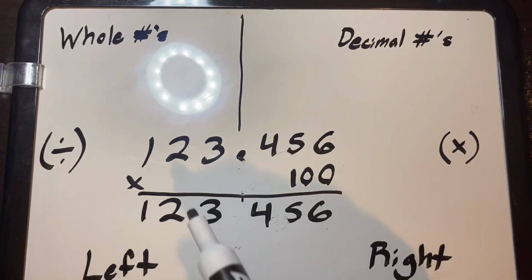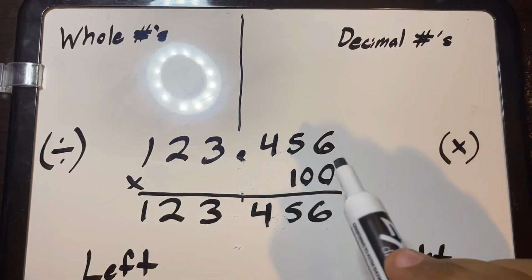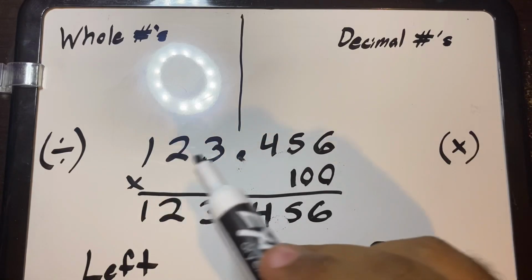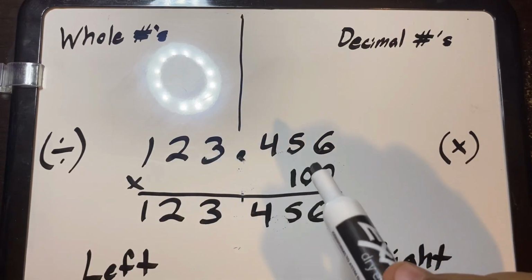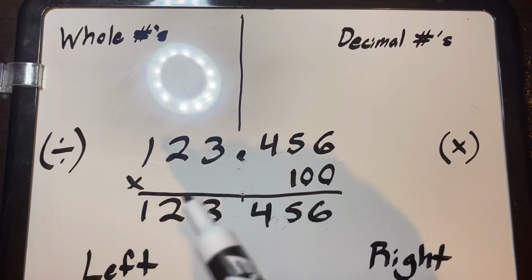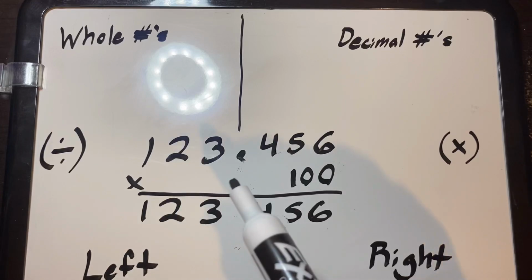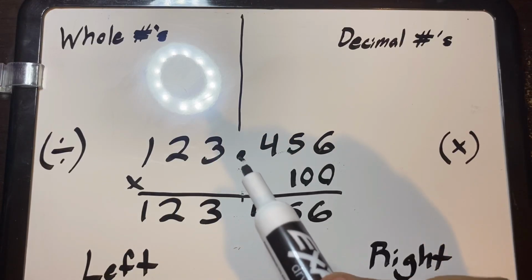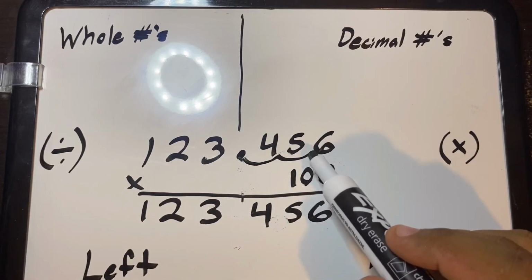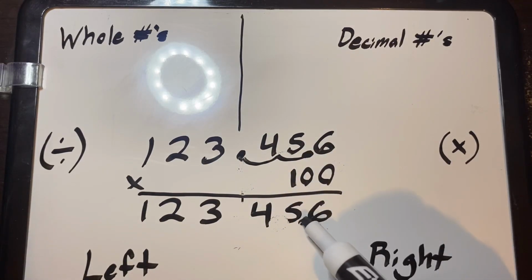But anyways, so 123.456 times 100. The same rule applies. Any number times 1 is that number. So it's already here for you. Now, because there are 2 zeros here, and because we are multiplying, we're going to move this decimal point 2 times to the right. So it'll go 1, 2. So our answer will be 12345.6. That is our answer.